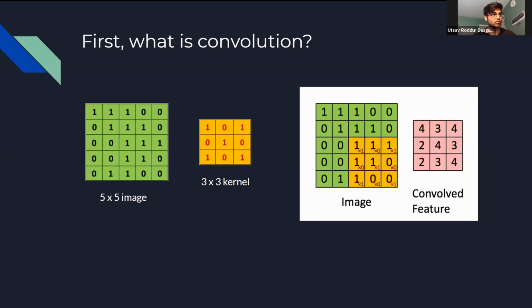And the dot product, once again, is just multiplying whatever numbers are on top of each other and then adding them all up. So you see 1 times 1, 1 times 0, and all those. You're taking all those products and adding them all up, and then you take that final value and put it in the convolved feature.